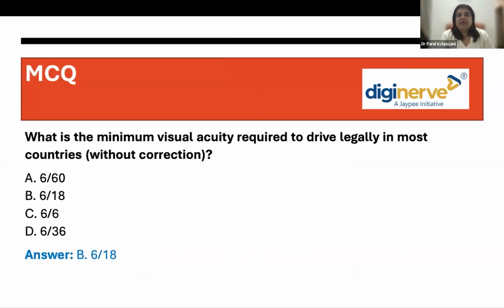What is the minimum visual acuity which is required to drive legally in most countries without a glass correction? Is it 6 by 60, 6 by 18, 6 by 6, or 6 by 36? It's great if you have 6/6 vision, but the minimum cutoff is 6 by 18. Anything less than 6/18 and you are not wearing glasses, that is absolutely unacceptable and is likely to be fined for this.